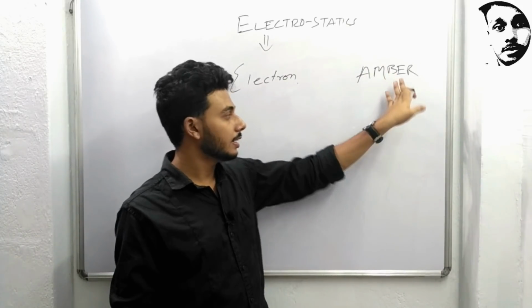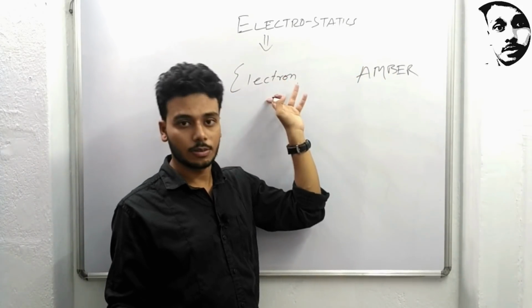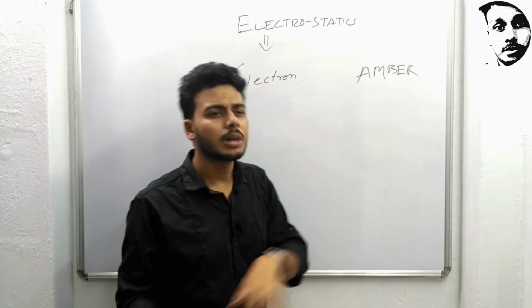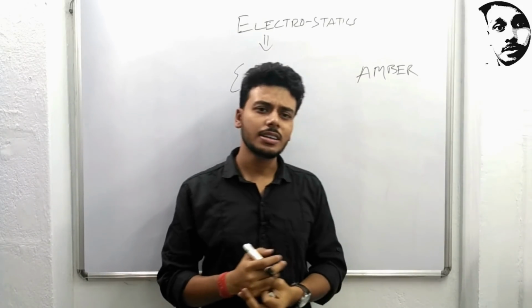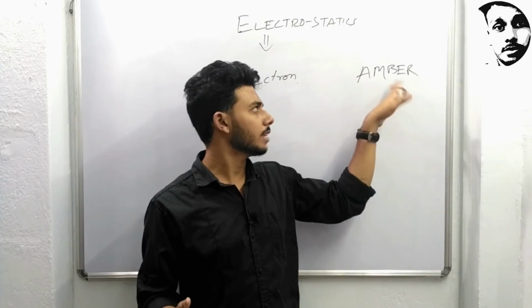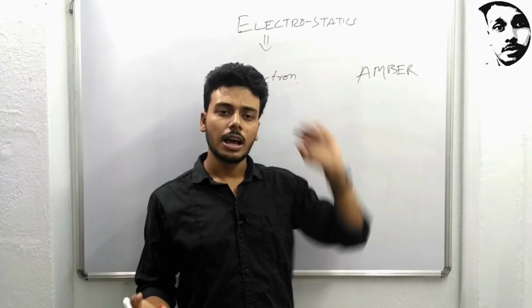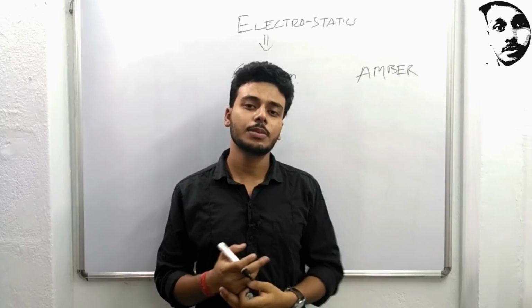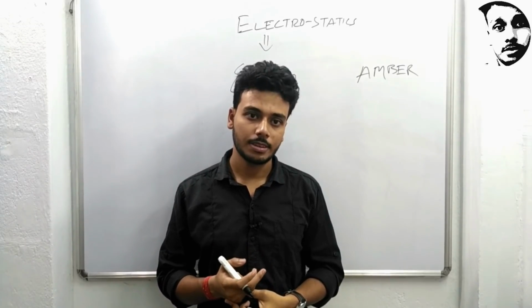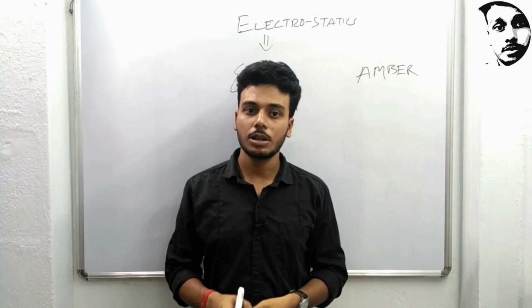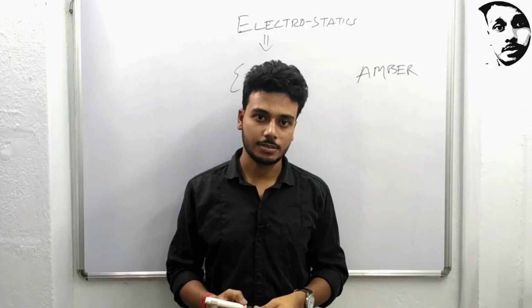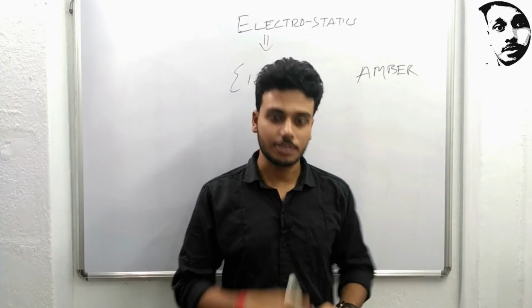The Greek word for amber is actually electron. Now you might be asking me, what is the relation between this amber, the tree resin, and the subatomic particle electron? I can tell you that there is a deep relation between amber and electron. In order to understand that relation, we have to go to the history of electrostatics. Okay, then let's go to the history.